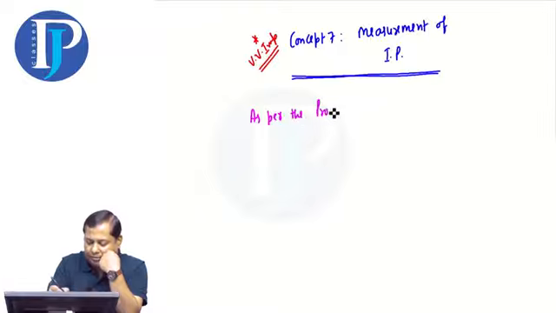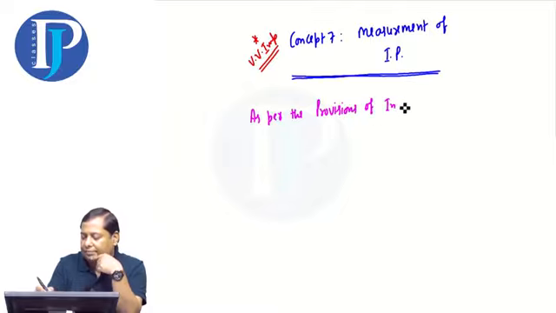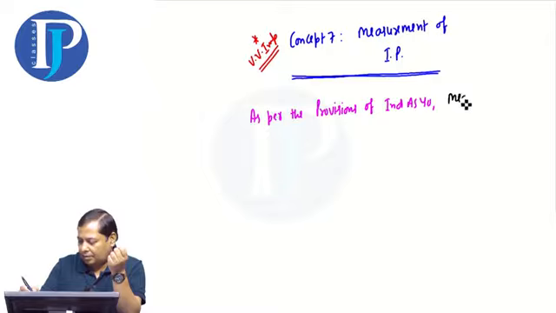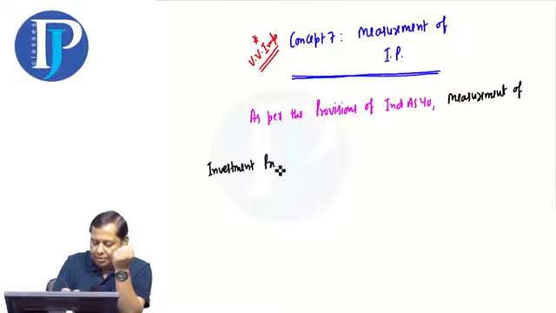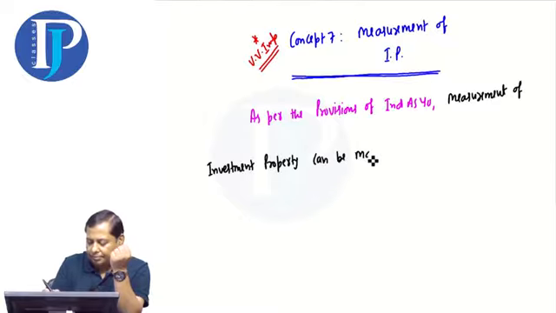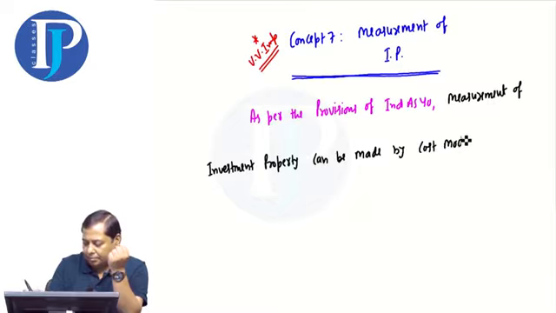As per the provisions of Ind AS 40, measurement of investment property can be made by cost model only.